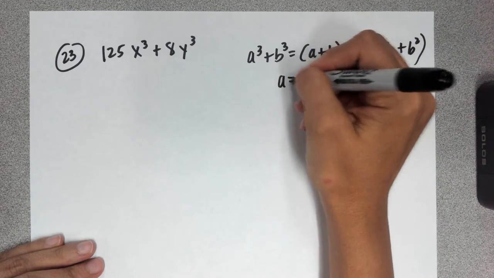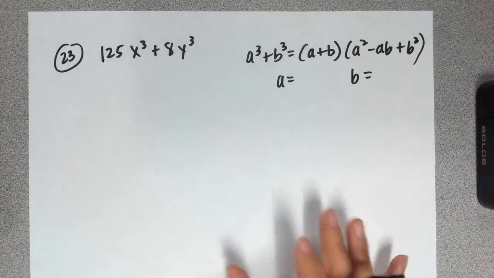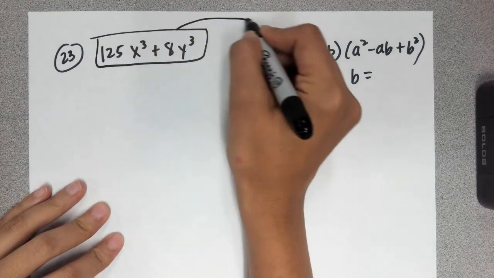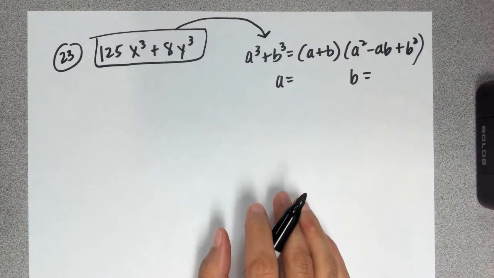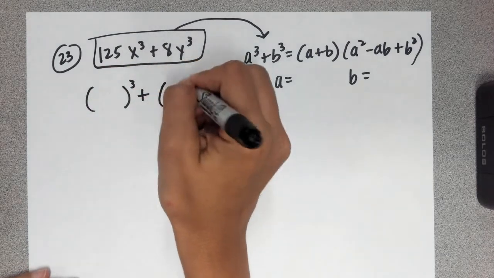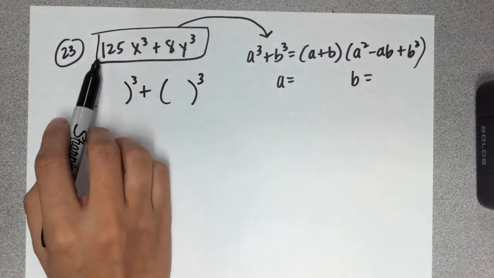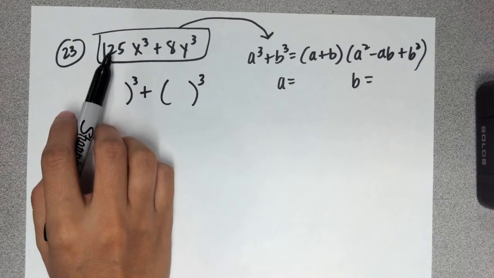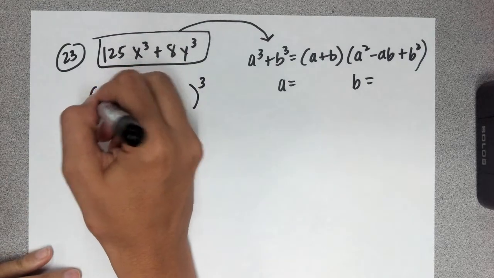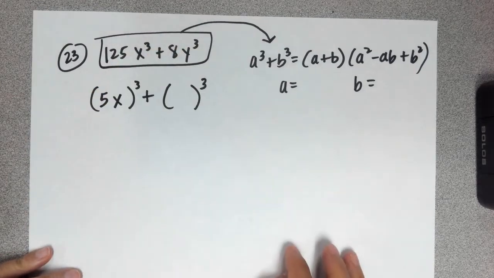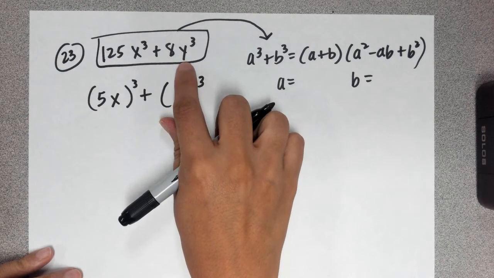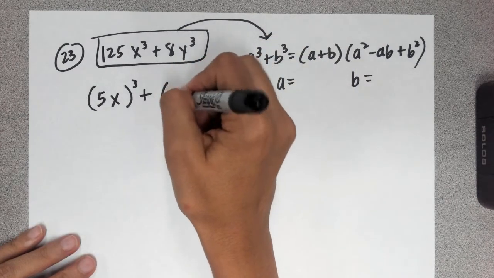So you need to identify what is your a and what is your b. I need to write this like this, and it's almost like it, but I have to put my parentheses. So I'm going to put a parentheses cubed plus a parentheses cubed. So 125, what cube gives me 125? 5, and then x to the third power gives you x cubed. And then what is the cube root of 8? Or what times what is 8? 2, so this will be 2y.